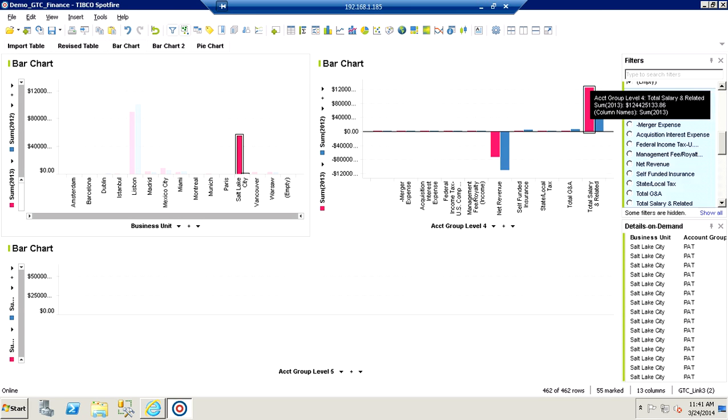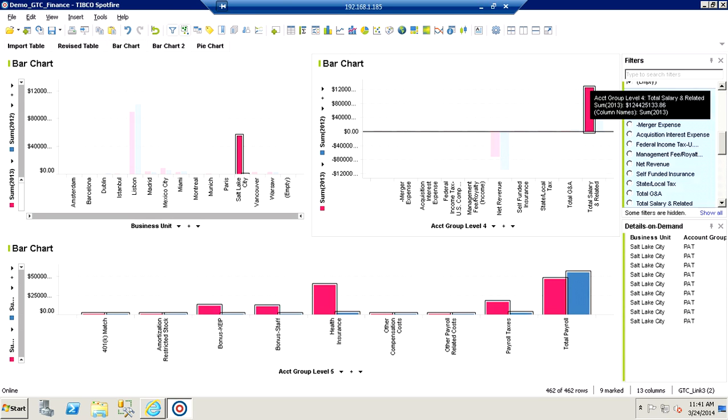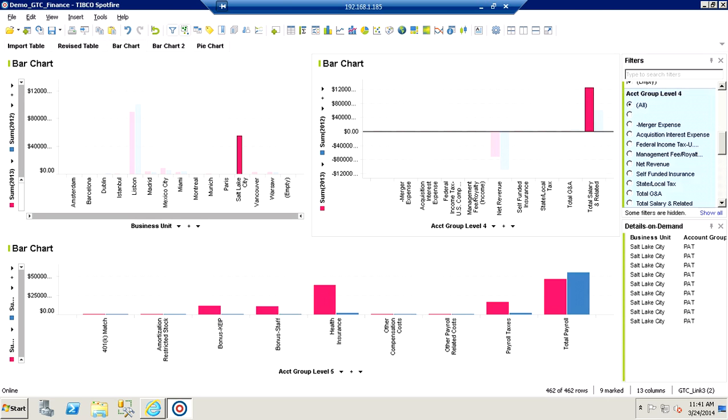If we would like to focus in on a particular account and view its sub-accounts, we can click on total salary and related, and this will again populate our details visualization on demand, showing the breakdown of our total salary and related account. In addition, we can view the details using the Details on Demand feature to look at the level 5 account values in a list format.